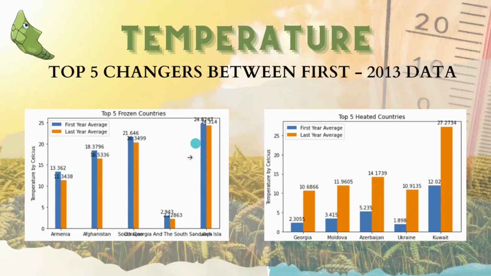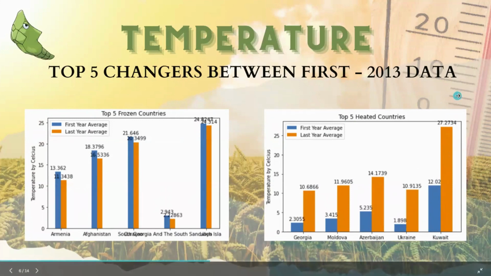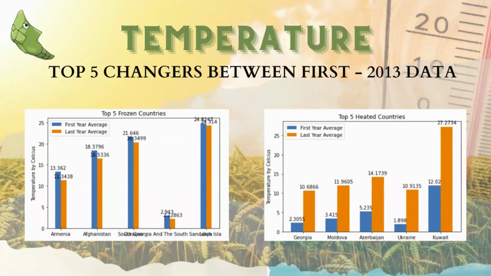Top 5 frozen countries are like this. As you can see, they are not too much frozen, 1 or 2 degrees at most. But if we take a look at the top 5 heated countries, we can easily realize that some countries hit 8 degrees. And especially in Kuwait, it seems like it increased about 15 degrees. And this is a pretty large amount of degrees.